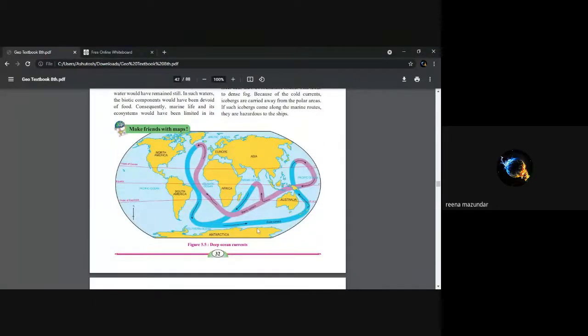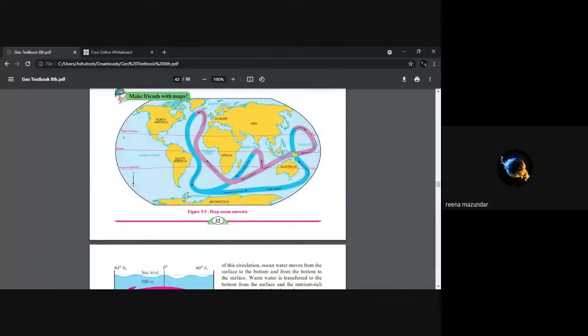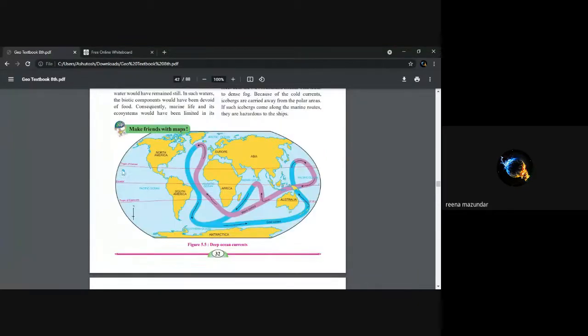Now the next part, 5.5, currents. Deep ocean currents and the shallow ocean currents. Now when you look at this map, you can see North America, South America, Europe, Asia, Africa, Antarctica, and Australia. We have these 7 continents. We have clearly 5 oceans: Pacific Ocean, Atlantic, Indian, Arctic, and Antarctic. Antarctica itself is a continent as well as an ocean. We have 5 bigger oceans.